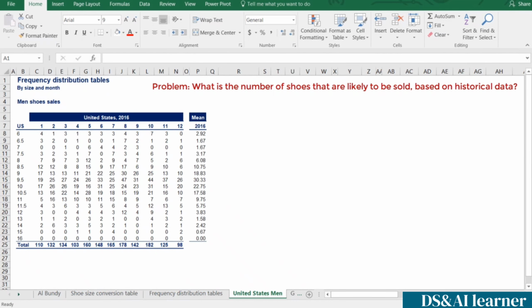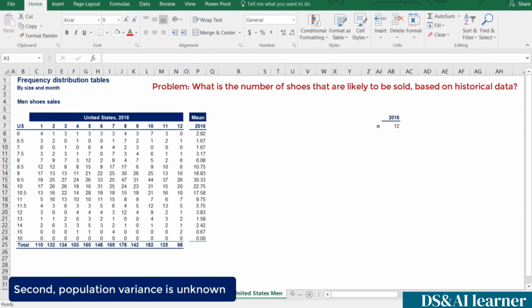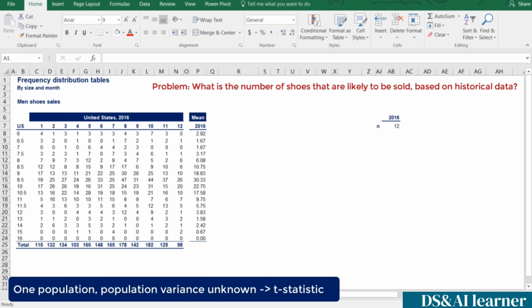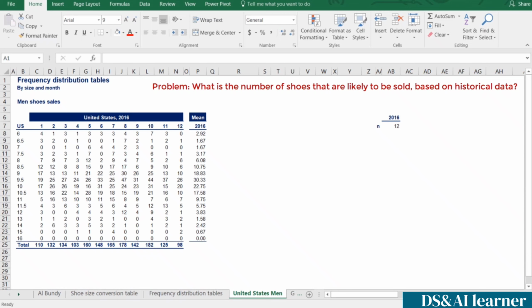Here they are. Next, we do not know the population variance, and our sample consists of just 12 observations. We have to use the t-statistic. This problem refers to the lesson on one population with population variance unknown. We have a sample of 12 observations, therefore we are looking for the t-statistic for a 95% confidence interval with 11 degrees of freedom. It is 2.20.